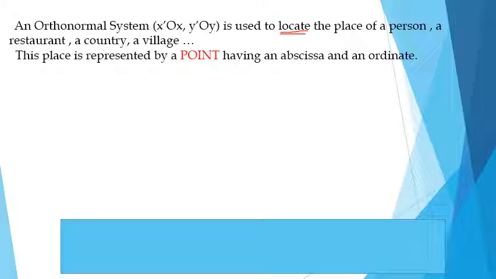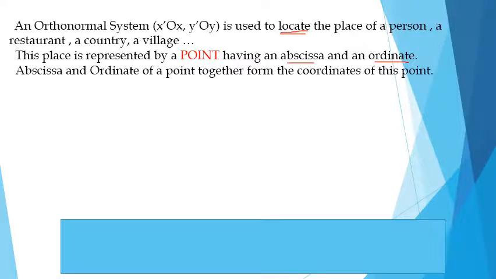This point has an abscissa and an ordinate. Abscissa means the projection on the x-axis, and the ordinate is the projection on the ordinate axis. Here we should know that the abscissa and the ordinate together form the coordinates of this point. We will use this term many times. Coordinates means the abscissa and ordinate of a given point.